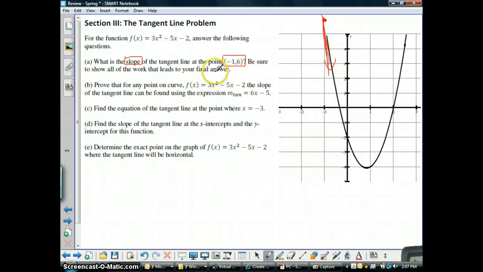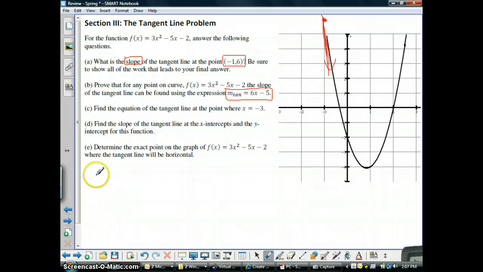Now there are a couple of ways of doing this. One way, the first way we found out, was by taking 2 points that are really close together and finding the slope. Again, that'll only give you an estimation. The real way of doing it is using the f of x plus h limit method. But on the next part, it tells you right here that the slope of the tangent line can be found using this expression. So I'm going to skip ahead.